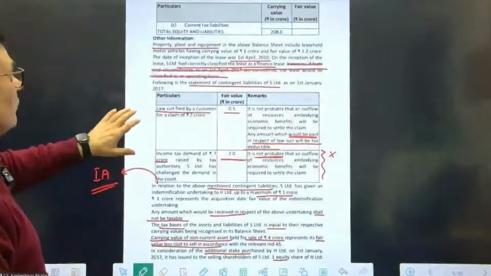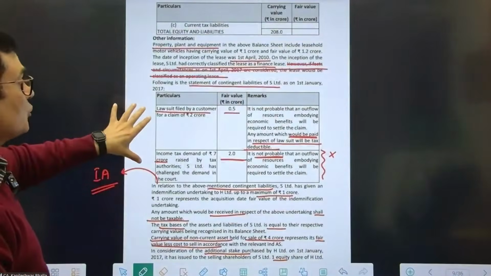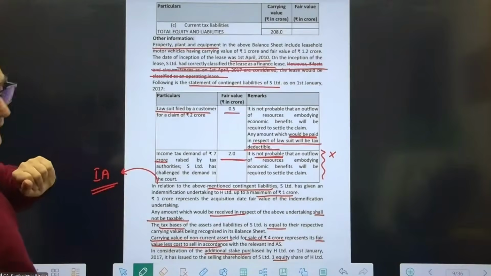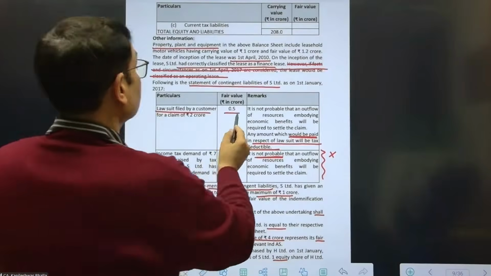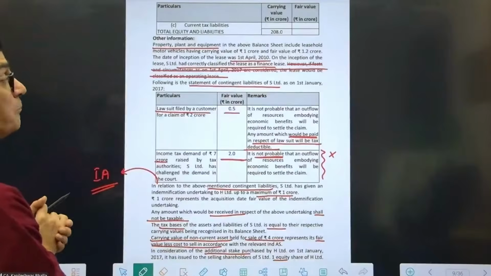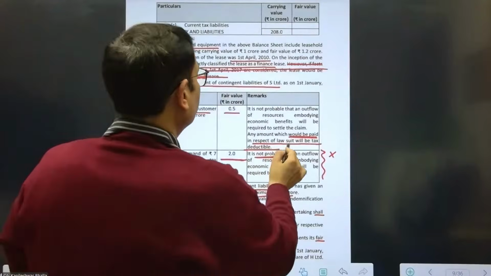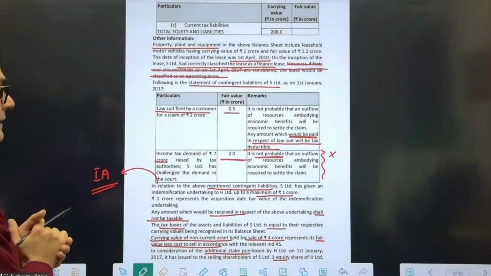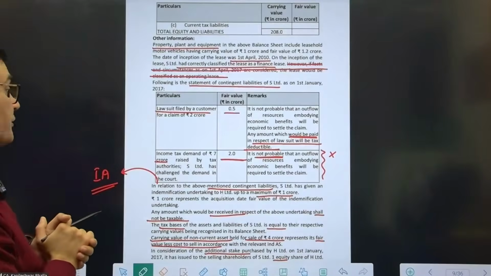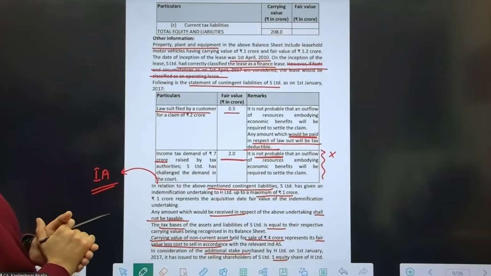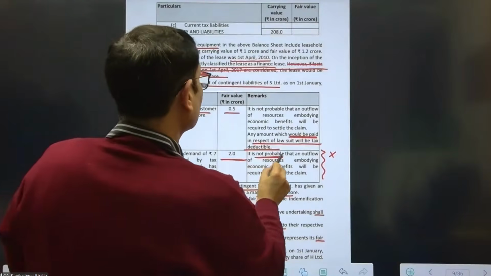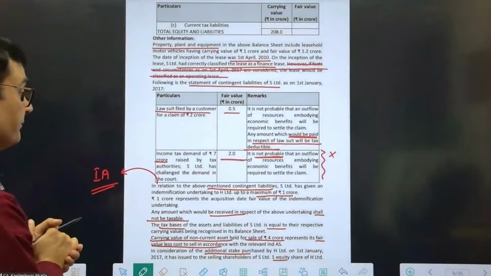So now we are given the information regarding the lawsuit. Can I say there are 2 contingent liabilities which are given? As far as the lawsuit is concerned, 0.5 crores is the fair value, and it is probable that an outflow of resources will be required, and the amount paid will be tax deductible at a later stage. So I guess what we need to consider is the amount of contingent liability. Income tax is 2 crores, not probable that outflow will be required to settle the claim.